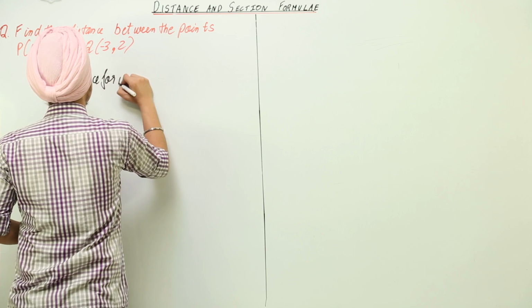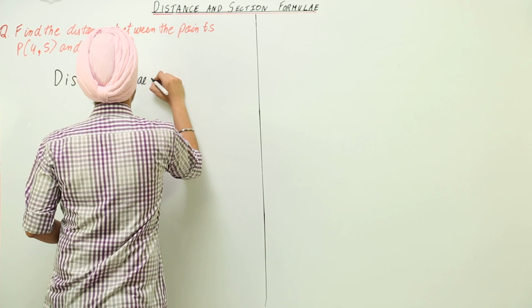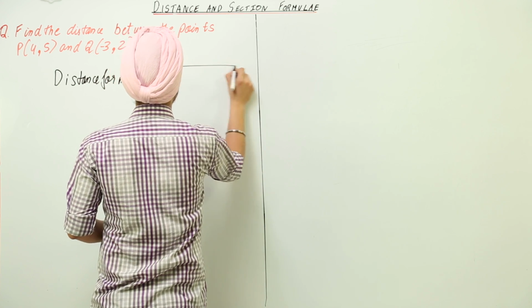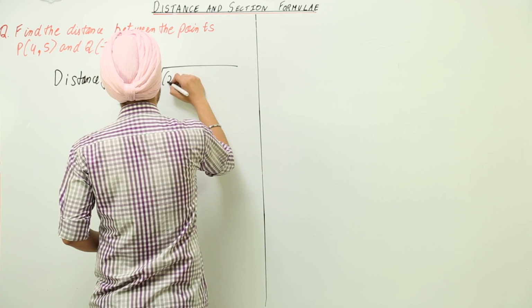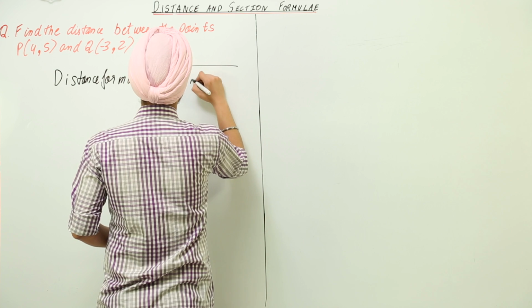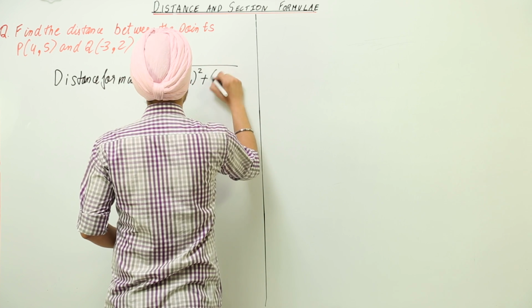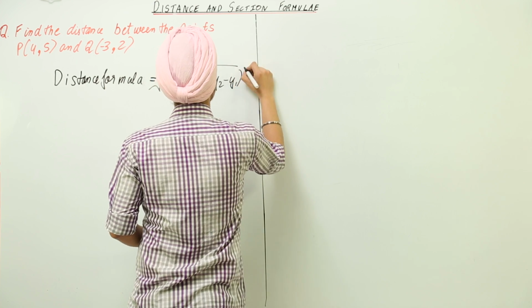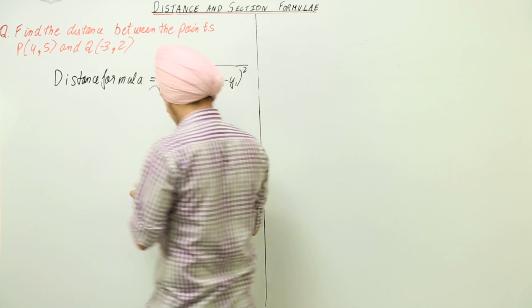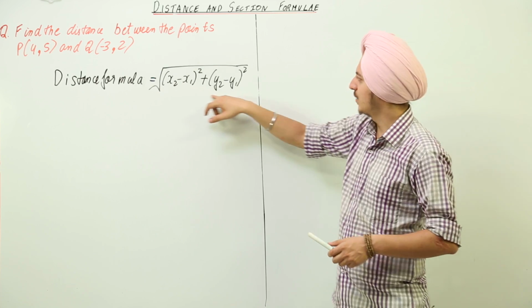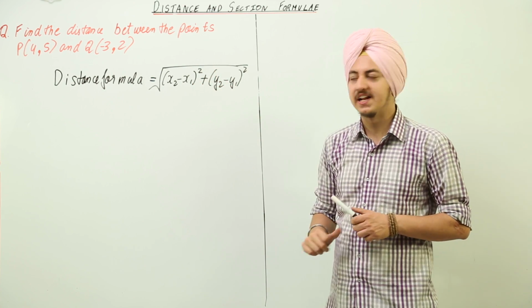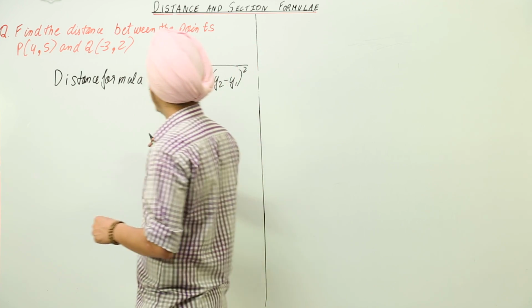the distance formula says root of (x2 minus x1) square plus (y2 minus y1) square. This value gives the distance between 2 points, that is PQ, right?